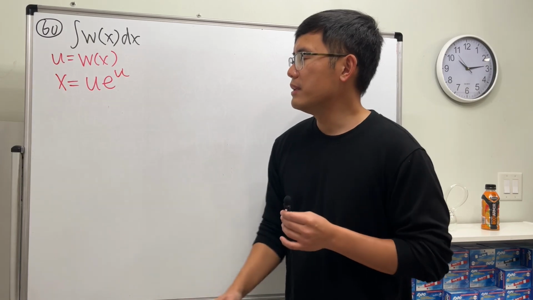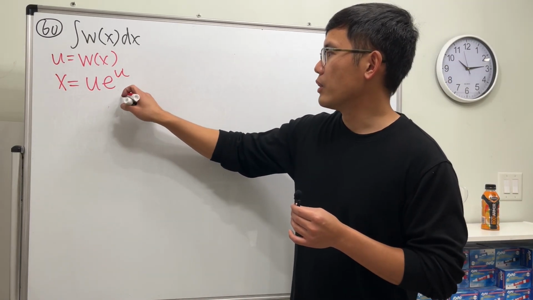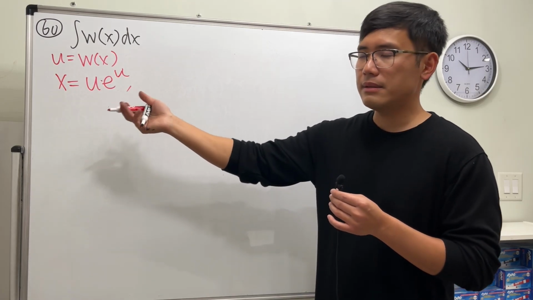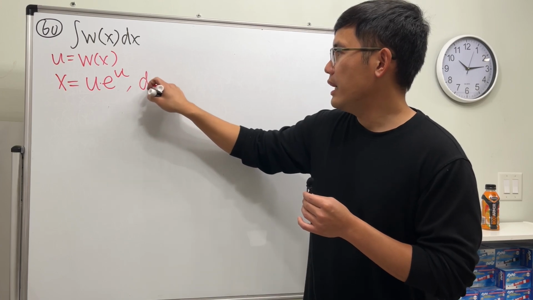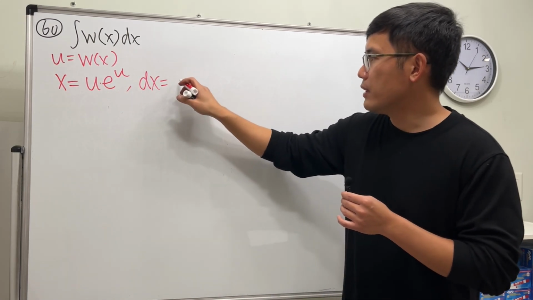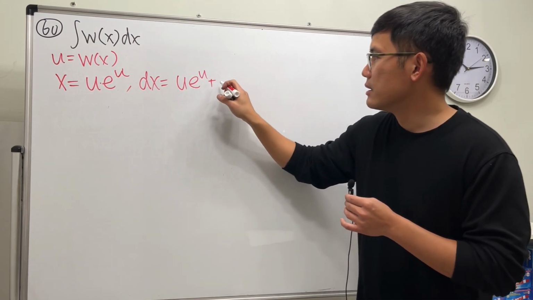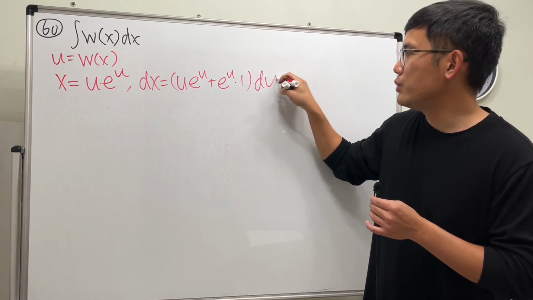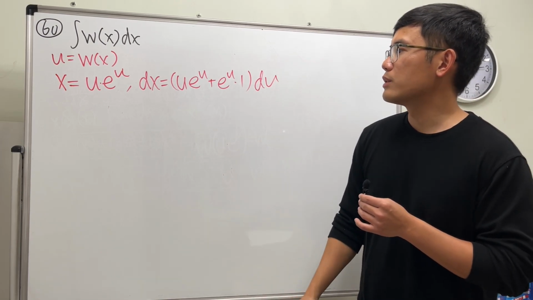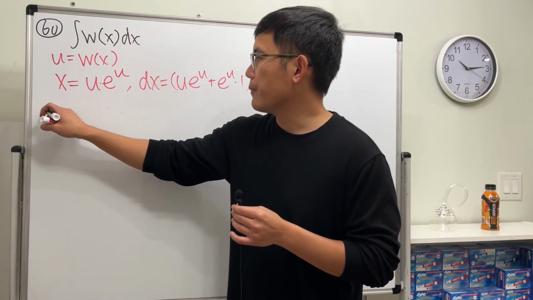Okay, once we have this, what do we do next though? Well, still the same thing, get a dx. So we will have to differentiate that, and here we will have to use the product rule. dx equals, keep the first times the derivative of the second, plus the second times the derivative of the first. And then we have the du. Yeah, that's all you have. And we can factor out the e to the u if you would like. I'll put it here though.